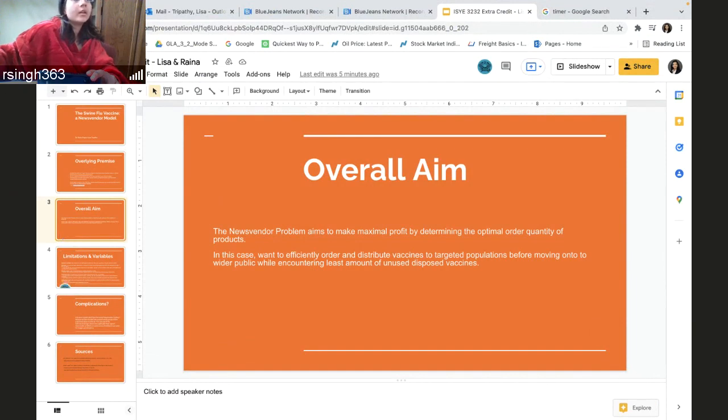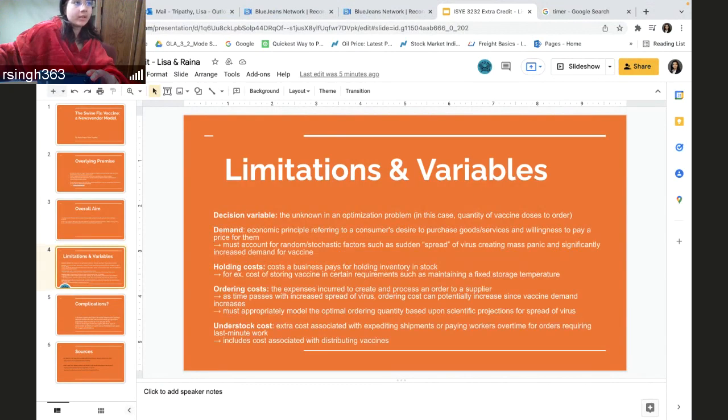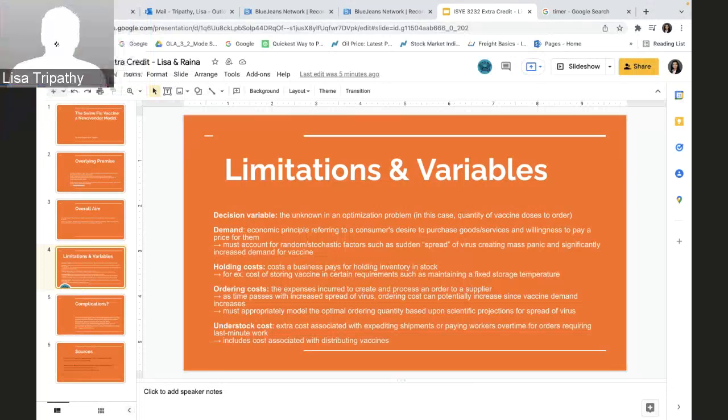So the limitations and variables which model the situation into a news vendor problem are as such. Of course, our decision variable, or the unknown that is being optimized, is the quantity of vaccines to order beforehand. This depends on demand, which in our case is extremely random or stochastic, because of factors such as the spread of a virus creating mass panic, as that can happen unexpectedly, and this would significantly increase demand.